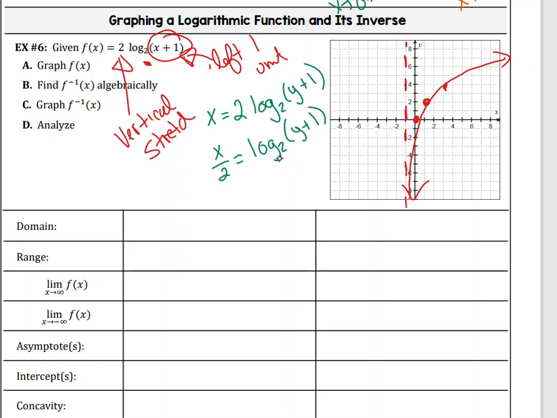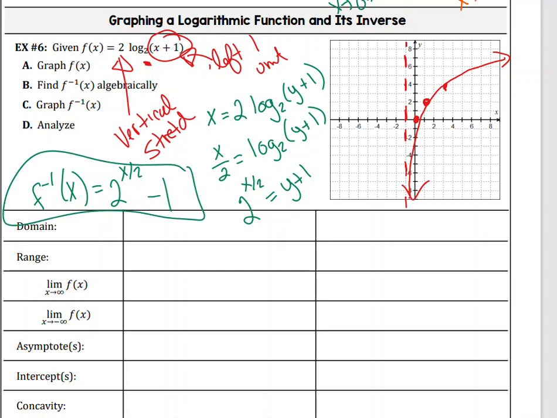I'm going to change this to an exponential because now that logarithm's by itself. So it becomes 2 to the x over 2 power equals y plus 1. Now I'm going to subtract the 1. And we're going to get the inverse function to be 2 to the x over 2 power minus 1. So there's that inverse function.